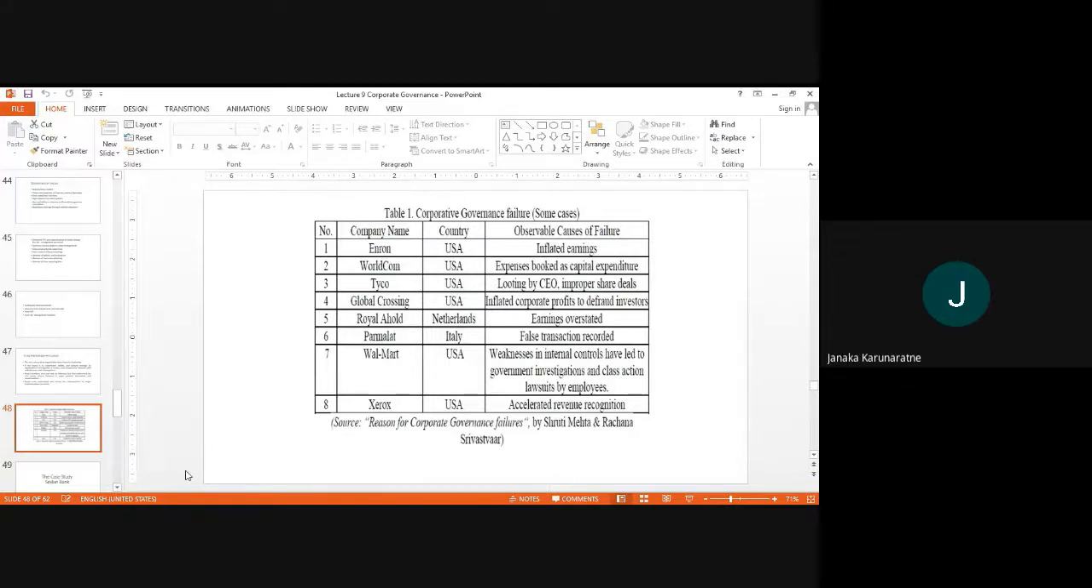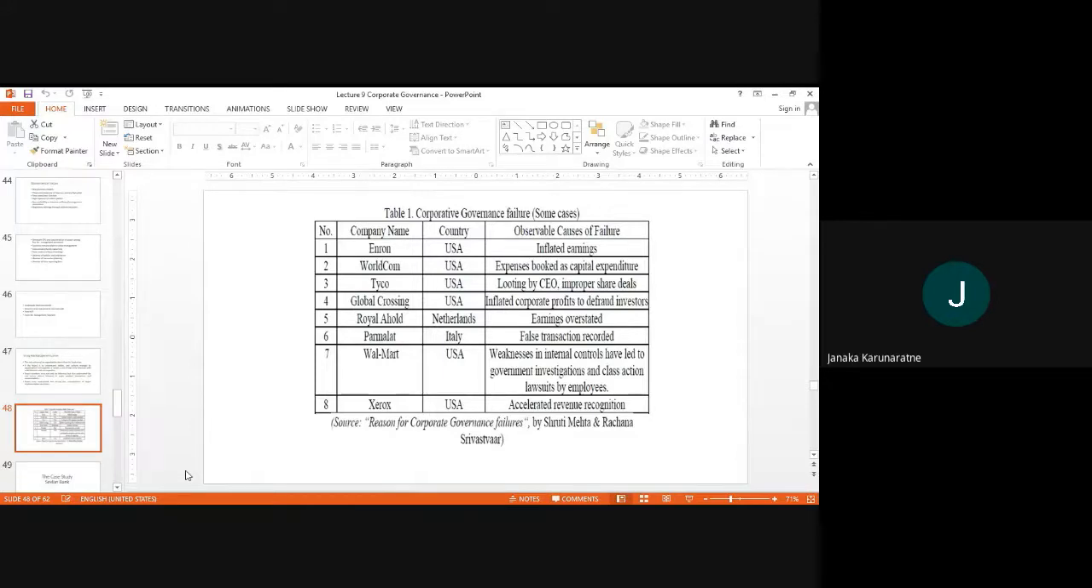Tyco USA, looting by the CEO. So you see, a dominant CEO robbed the money, with improper share deals. Global Crossing, inflated corporate profits to defraud investors. Then Royal Ahold, Netherlands, earnings overstated, accounting gimmicks. Then Parmalat, Italy, false transaction records, again accounting gimmicks led to the failure. Walmart USA, weaknesses in internal controls led to government investigations and class action lawsuits by employees. See, internal control failure. Xerox USA, accelerated revenue recognition. You see, instead of recognizing revenue properly, to boost the income, revenues have been accelerated.